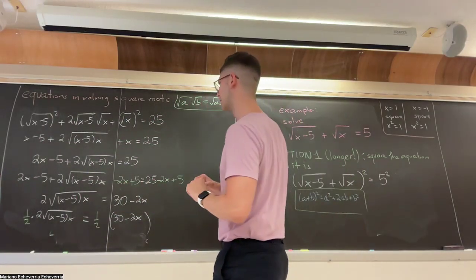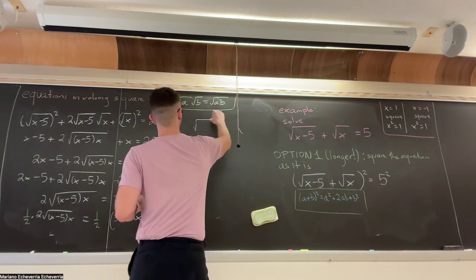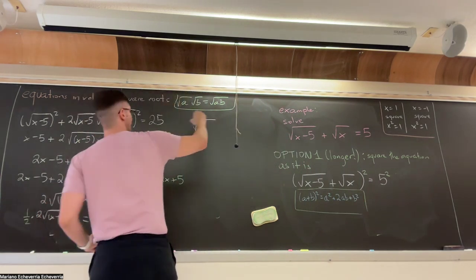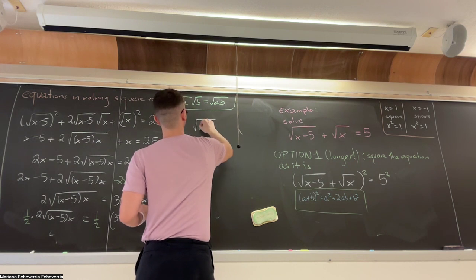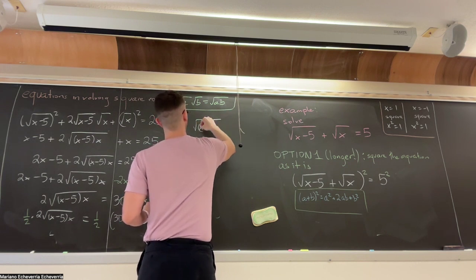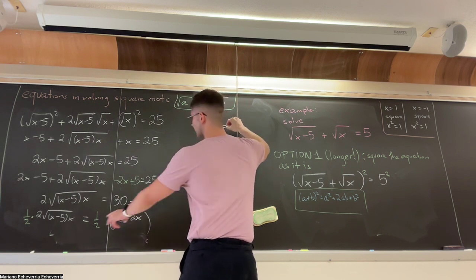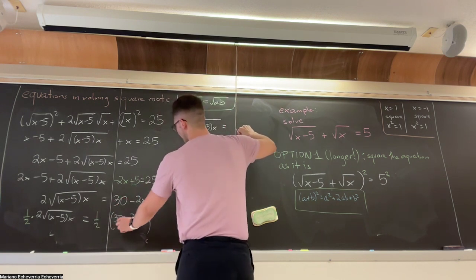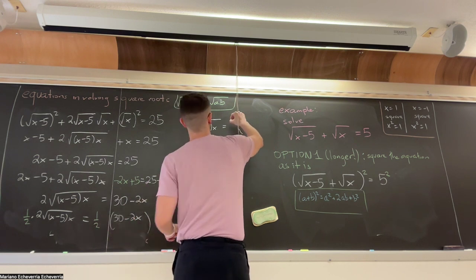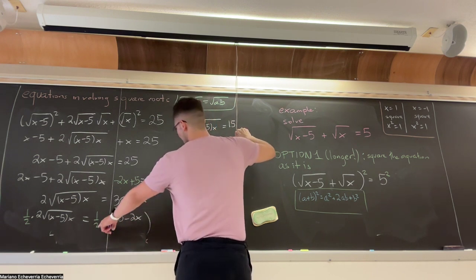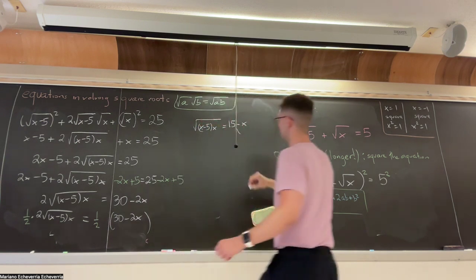And so this gives you, there's nothing left here. And then this is 30. Sorry, this 1/2 affects each term. So 30 times 1/2 becomes 15, and minus 2x times 1/2 becomes minus x.